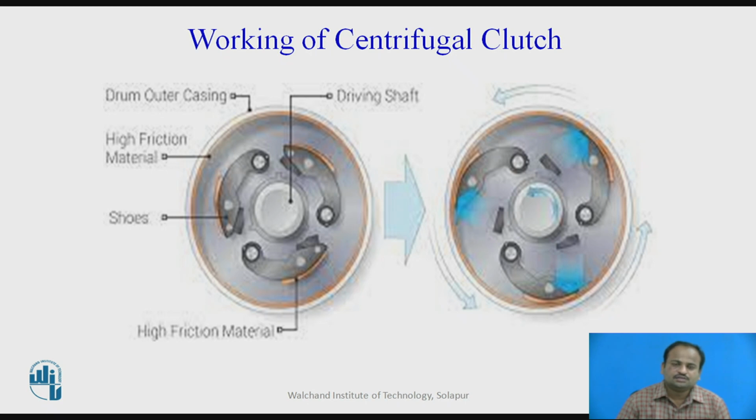Whenever the clutch is getting motion at high speed, due to the weight, the shoes are attracted outside, going away from the center due to centrifugal force, and they are trying to connect with the outer drum, and they transmit the inner velocity to the outer drum. As that drum is connected to the outer shaft, the driving wheel is getting the motion from this driving shaft. So likewise the centrifugal clutch works.